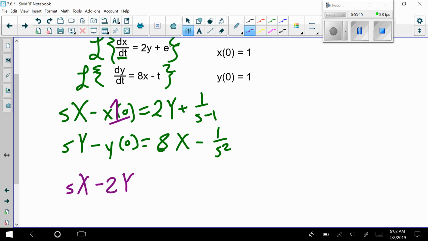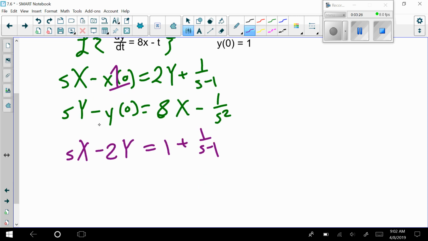So when I drag it across, I would have equals 1 plus 1 over s minus 1. Then down here, similar type of thing going on. This is a 1 here. So now I want to put this in an order that works for me. So negative 8X plus sY equals, move the 1 across, and then I have minus 1 over s squared. So you can see that I put my variables on the left here, and then I put the s terms over here on the right.